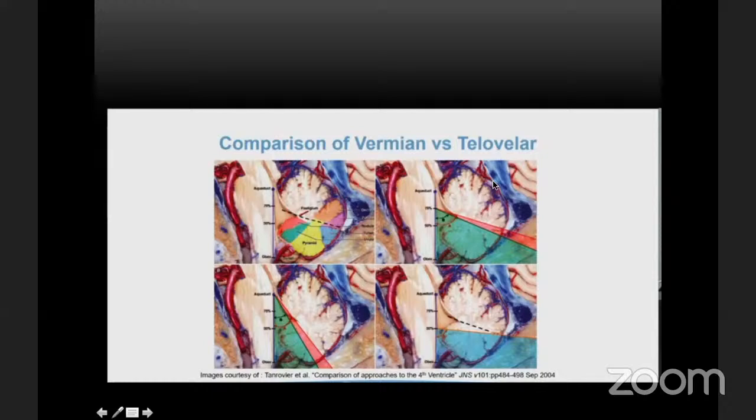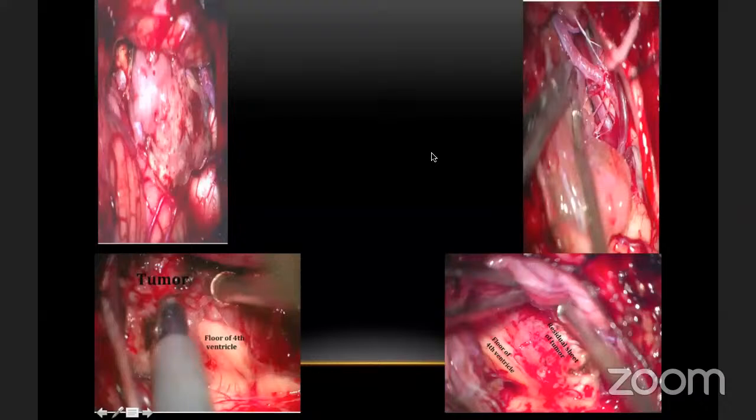The advantage of telovelar is that if you want to go laterally towards the recess, the telovelar approach is better. It avoids the complications associated with the transvermian approach, which typically involve ataxia and cerebellar mutism. When you're using the telovelar approach, you are avoiding these complications. Most of these complications are transient, but rarely they recover completely. It takes months to recover once the patient has developed mutism or ataxia.